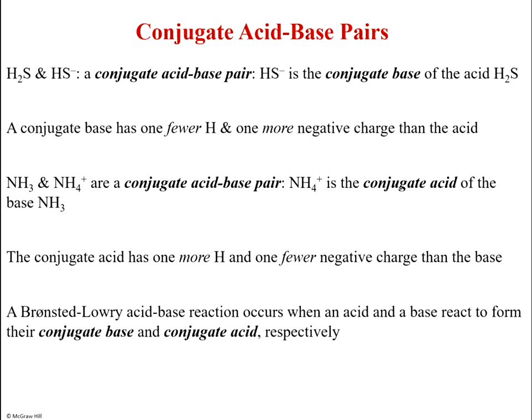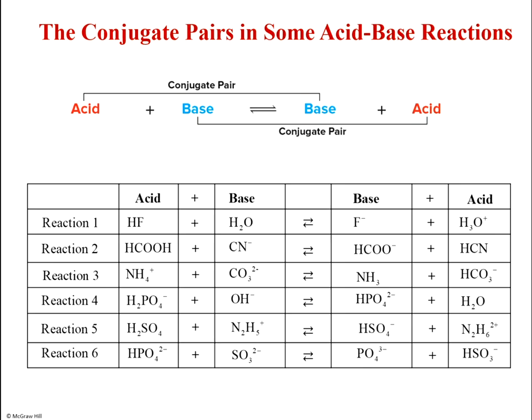A Bronsted-Lowry acid-base reaction occurs when an acid and a base react to form their conjugate base and conjugate acid, respectively. It's a proton transfer process. So here we see acid 1 converts to base 1, and then base 2 converts to its conjugate acid 2. Here's a series of acid-base reactions, and we can identify the conjugate acid-base pairs in each.